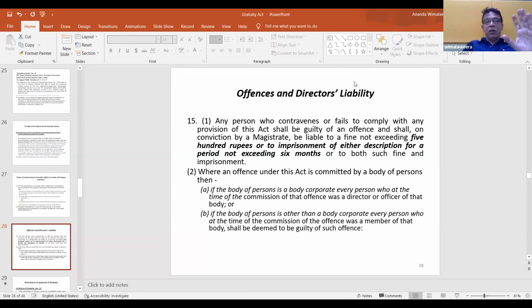So now, offenses and directors' liability. This is not easy to understand.